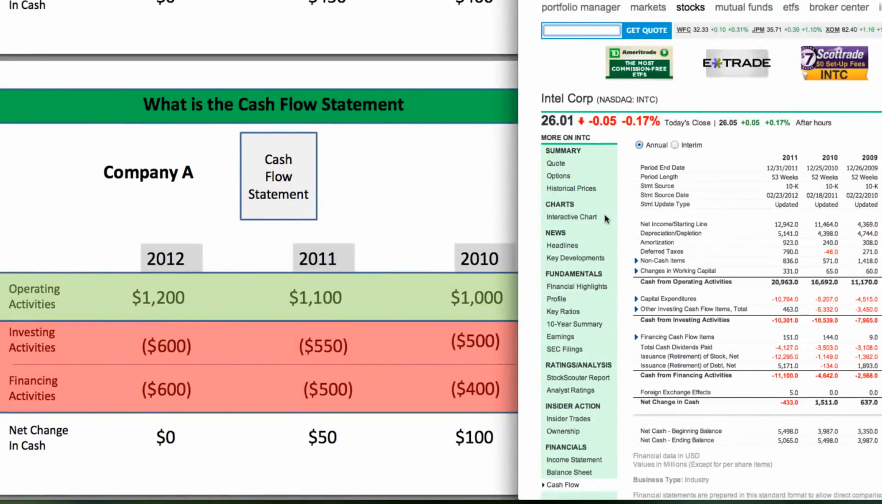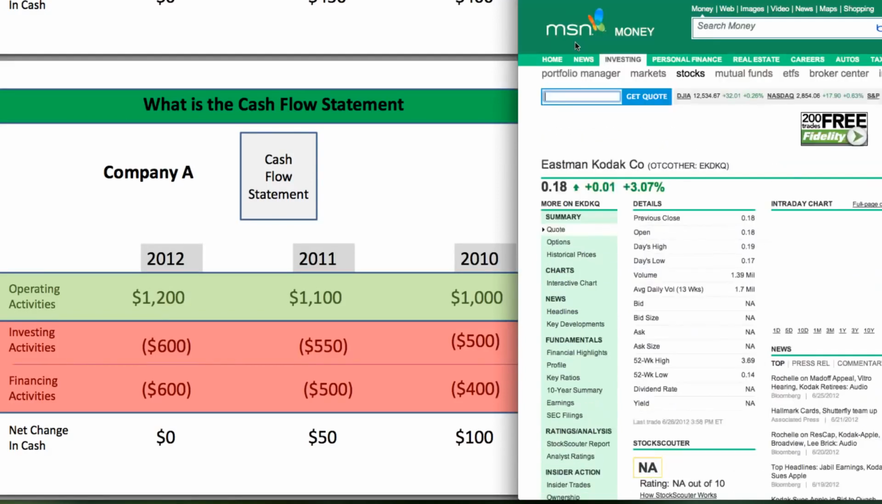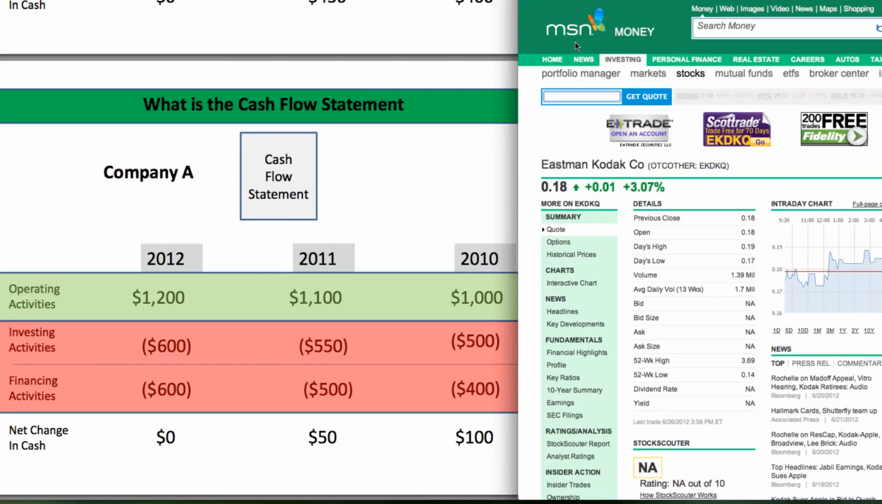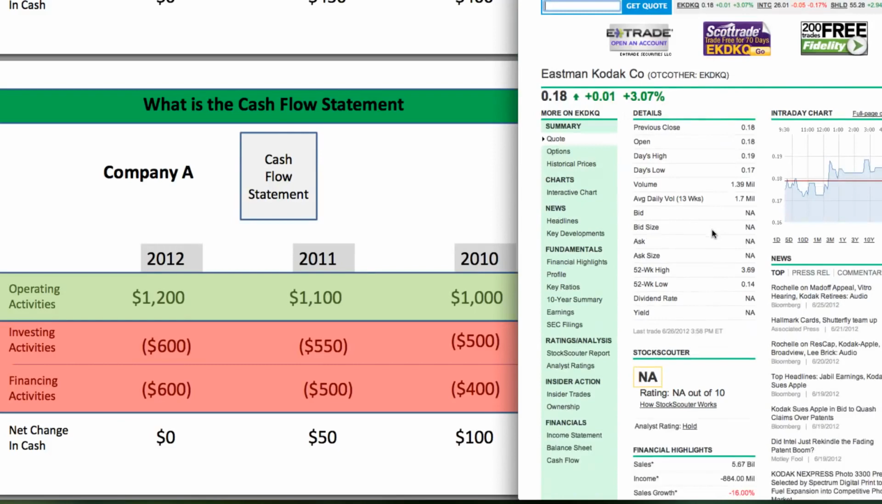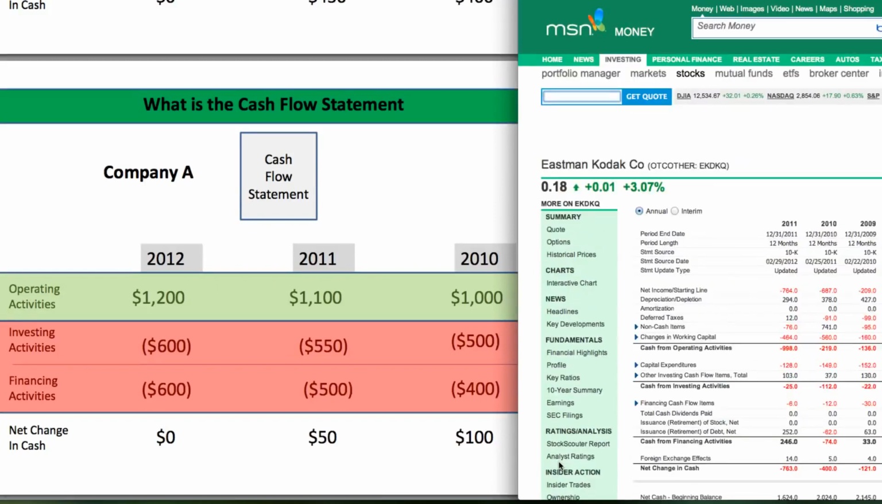So let's go ahead and pull up the last company which has a bad cash flow statement, and that's going to be Kodak. So the ticker for Kodak is EKDKQ, and it's actually Eastman Kodak. So we'll go ahead and pull that up. And as I'm sure you've probably heard, Kodak's going through some really rough times. They're going to be filing for bankruptcy here shortly. So this will be an example of a really poor cash flow statement. So let's go ahead and click on cash flow.